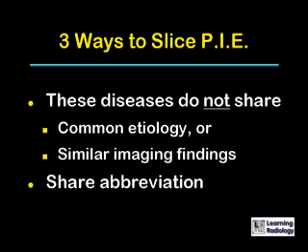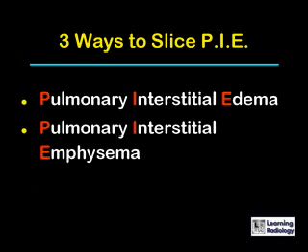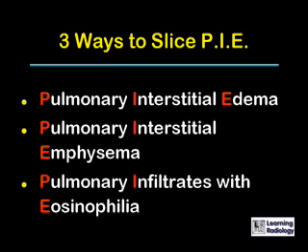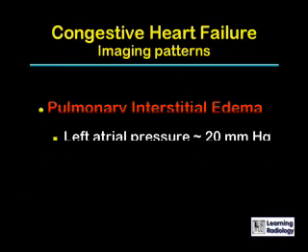There are 3 diseases which share the acronym PIE. These diseases do not have a common etiology or even similar imaging findings, but they're all known as PIE. The diseases are pulmonary interstitial edema, pulmonary interstitial emphysema, and pulmonary infiltrates with eosinophilia. Today we're going to talk about pulmonary interstitial edema as the first slice of the pie.